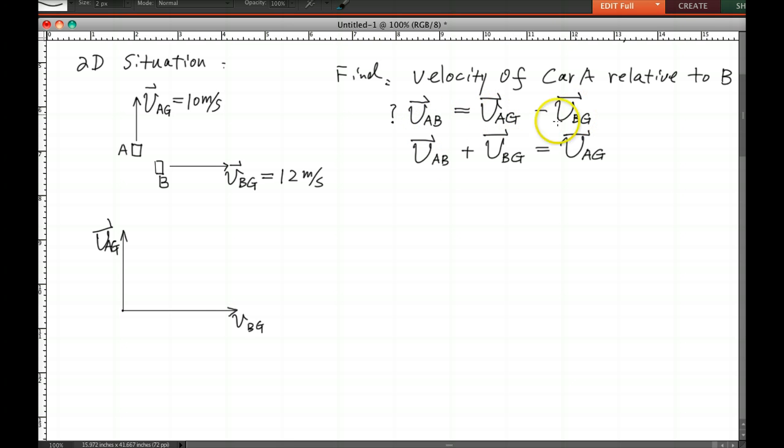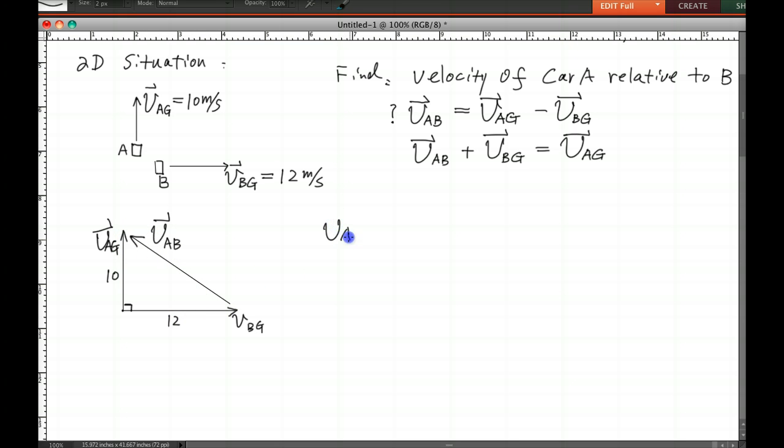So it's A minus B, so you need to draw a line from the B towards the A. So this is the difference between VAG and VBG, and it's VAG minus VBG. So this is VAB. And this is a very easy question because we know this angle is a right angle. So this is 10, this is 12, right? And just find out this.